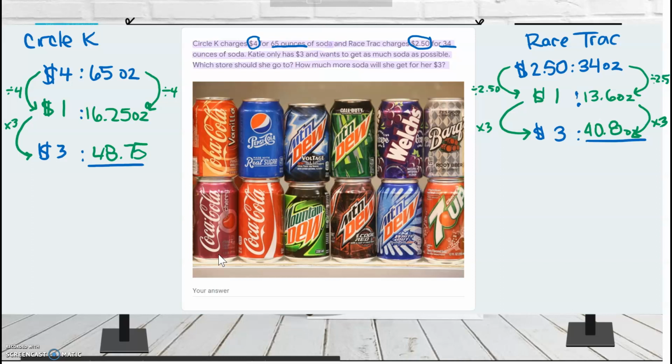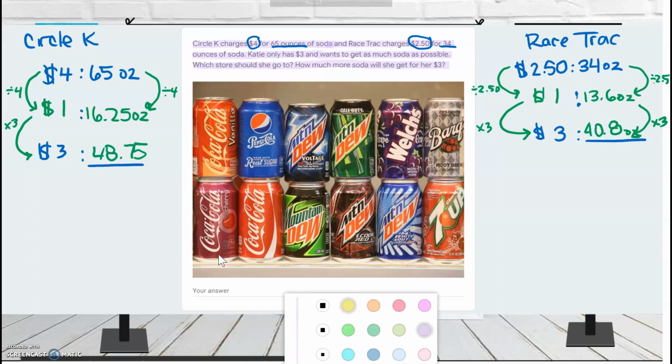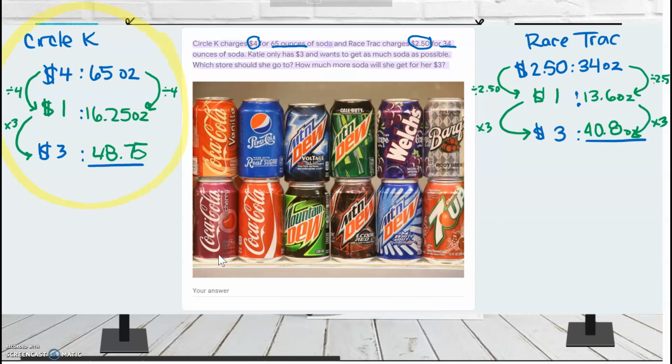So the first question, which store should she go to? I would say that she should go to Circle K for sure, because they will give you way more soda per dollar. And then how much soda will she get for her $3? For $3 at Circle K, she would get 48.75 ounces.